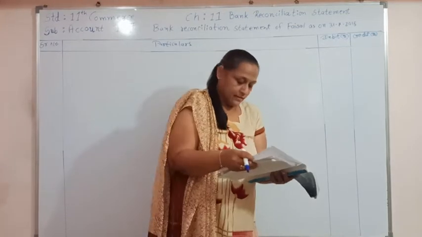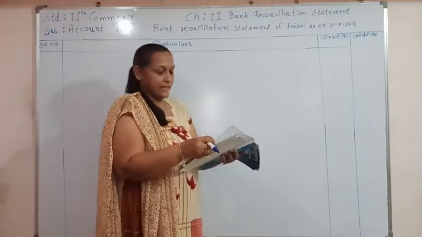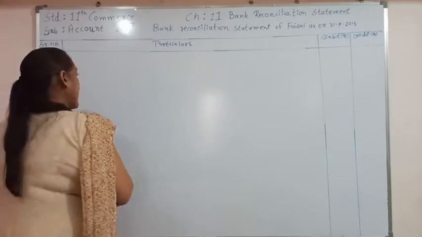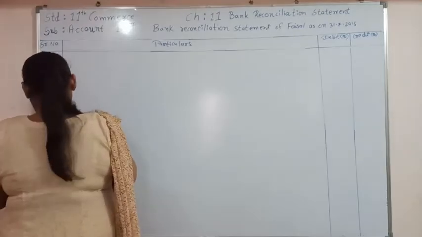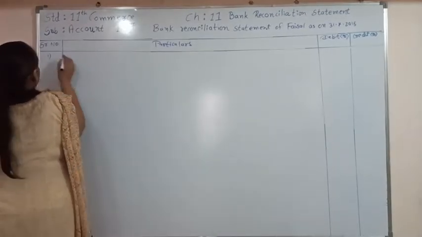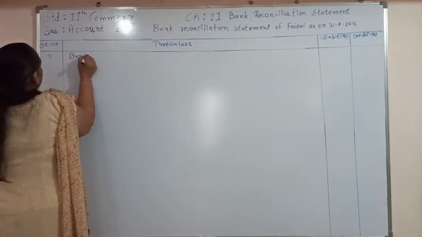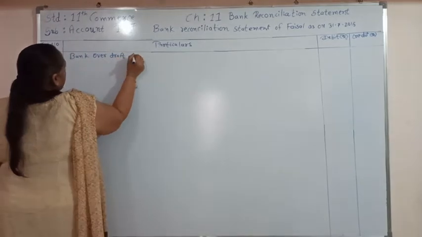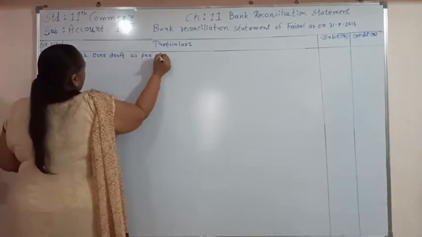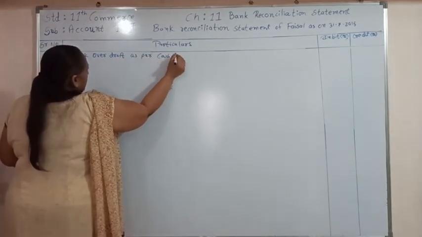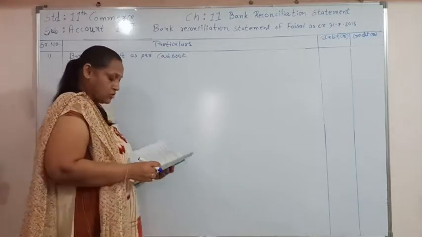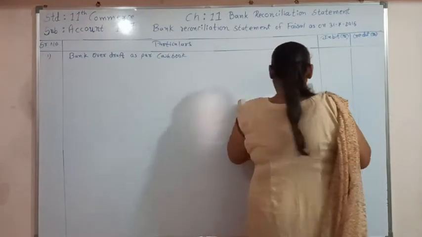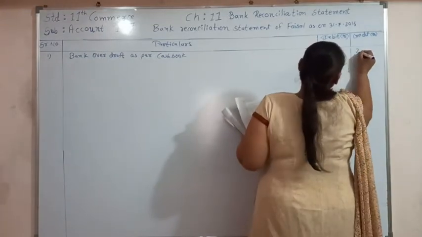So let's start. Bank overdraft as per cash book, and as it is a bank overdraft, that's why it will be recorded on the credit side. So first transaction is a bank overdraft as per cash book. So it has credit balance, so we'll write on the credit side 15,000 2,500.